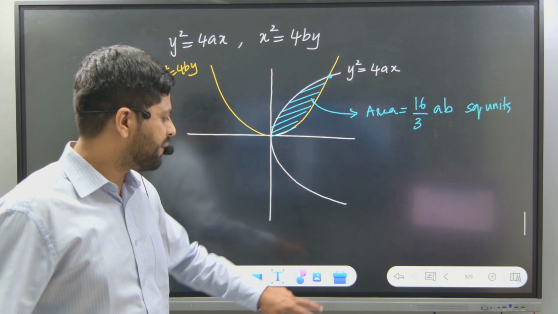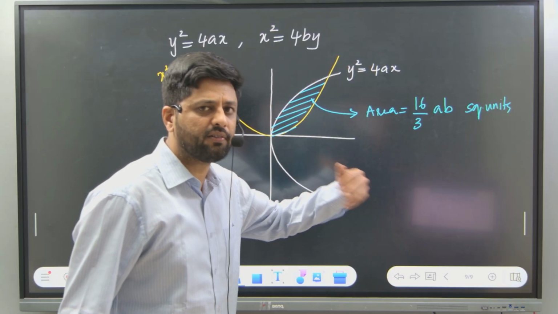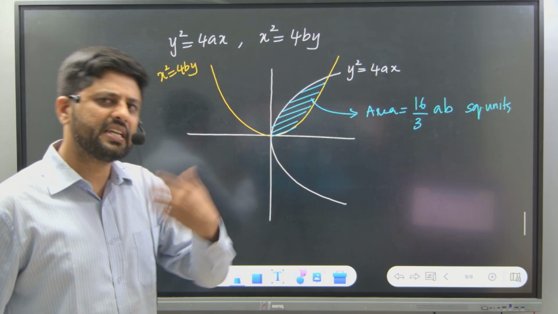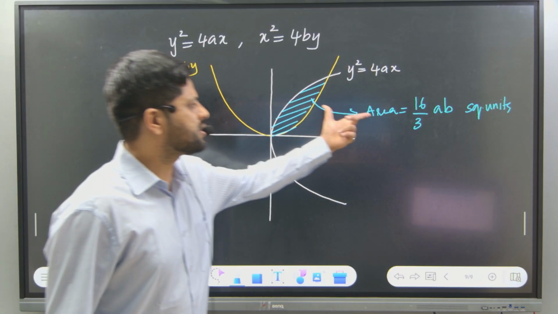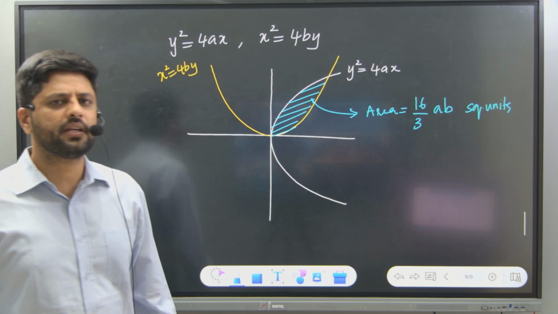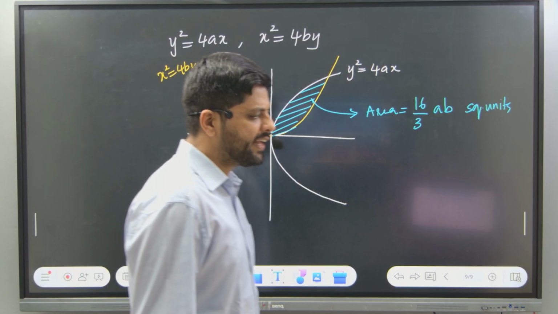Alright, I am not going to teach you the board method. It will take too much of time. It's easy, but it will take too much of time. What is the direct formula here? 16 by 3 AB. Shall we take a question?